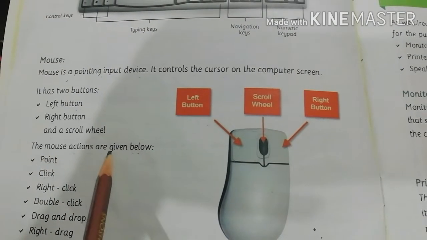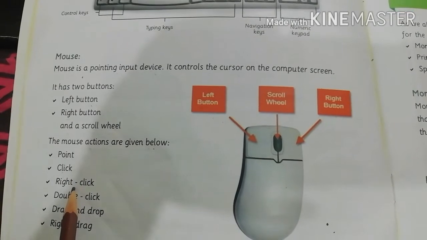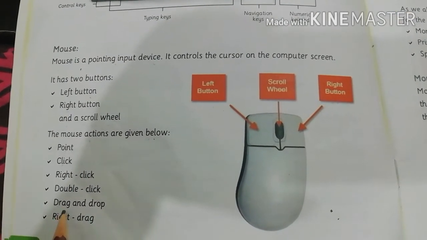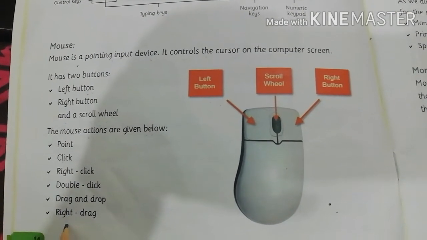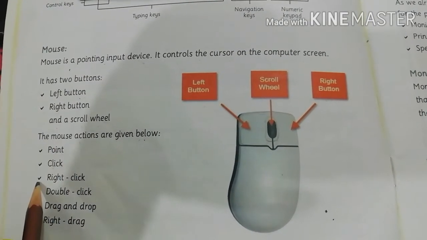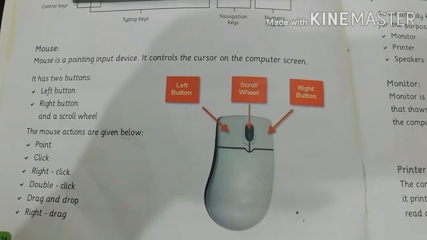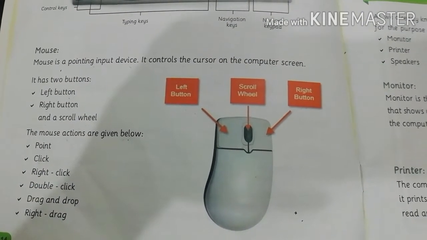The mouse actions are given below: point, click, right click, double click, drag and drop and right drag. Dear students, in this practical we covered first three actions: point, click and right click. Now we will do mouse actions practically in the computer.